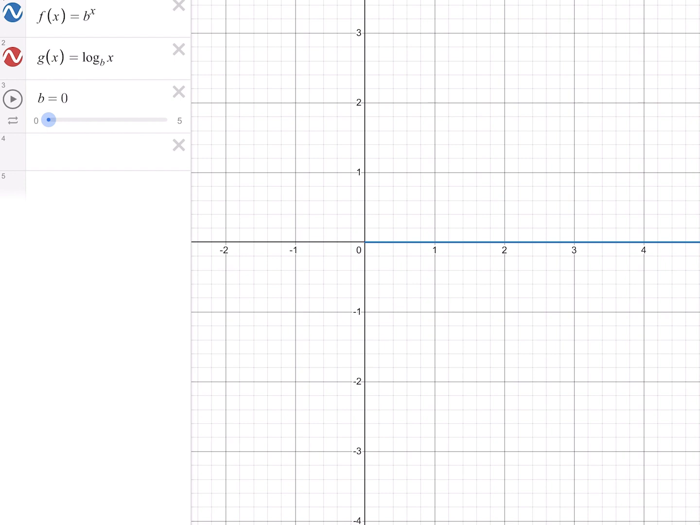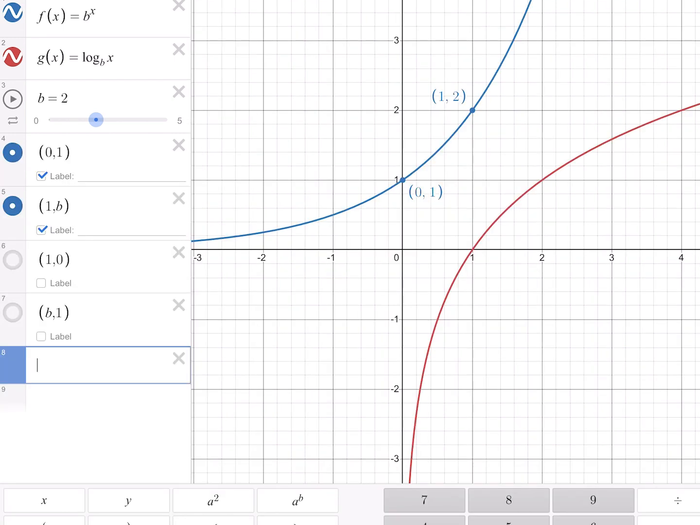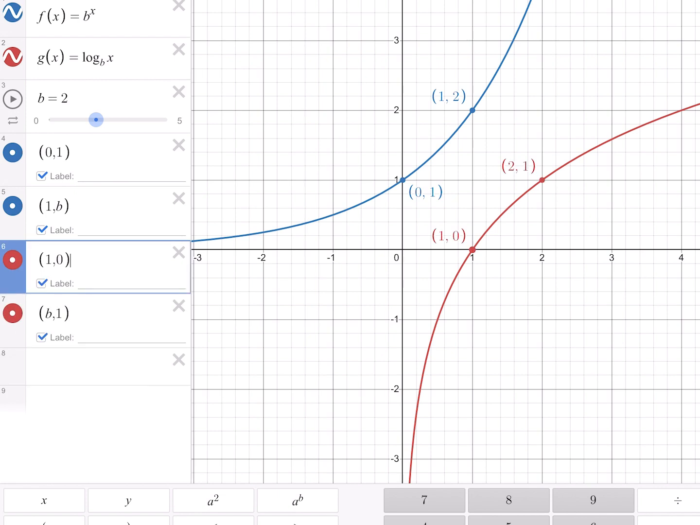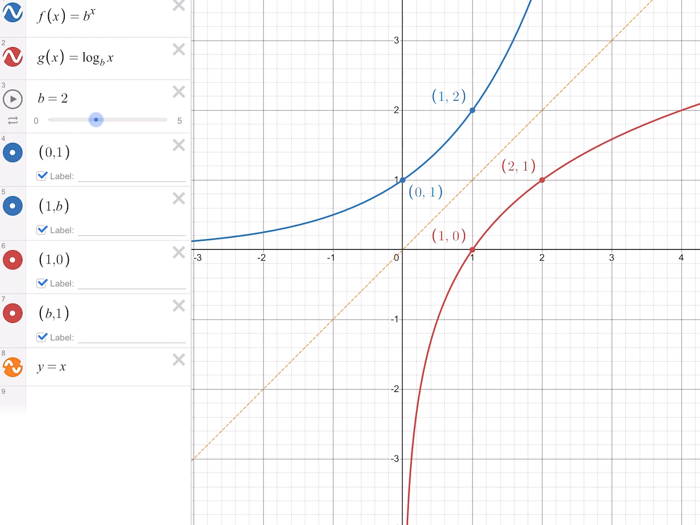Drag b to 0, and we don't have anything interesting to look at. Same thing is true when the base is 1. So we will avoid these values. Let me change the base to 2. So when b is 2, the blue graph is the graph of y equals 2 to the x passing through (0, 1) and (1, 2). The red graph is the graph of y equals log base 2 of x passing through (1, 0) and (2, 1). These two graphs are symmetric about the diagonal line y equals x.